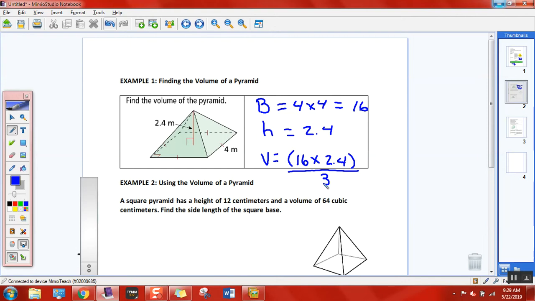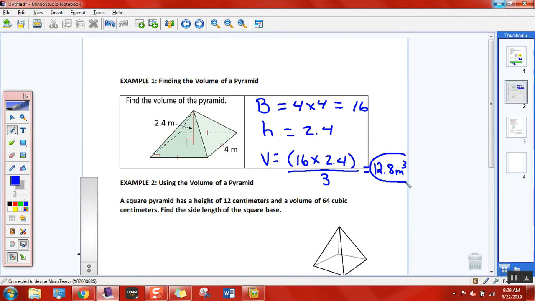Still talking volume, kids, so 12.8, and we'll call it cubic meters, meters cubed. Is there anything really new here today, kids? You're still finding the area of a base. You're still looking for a perpendicular height to that base. The only difference is you've got to recognize if something's a pyramid, your last step today is to divide by 3.